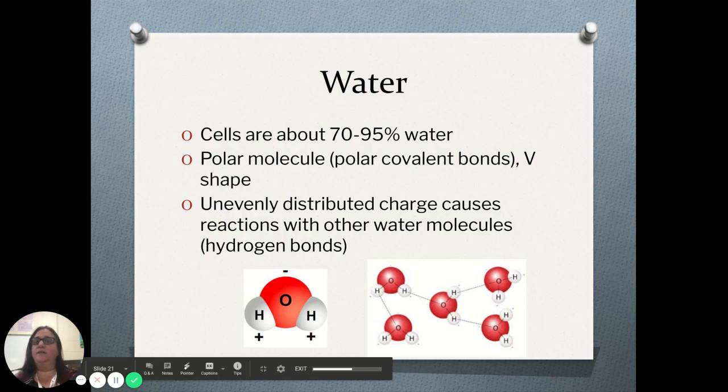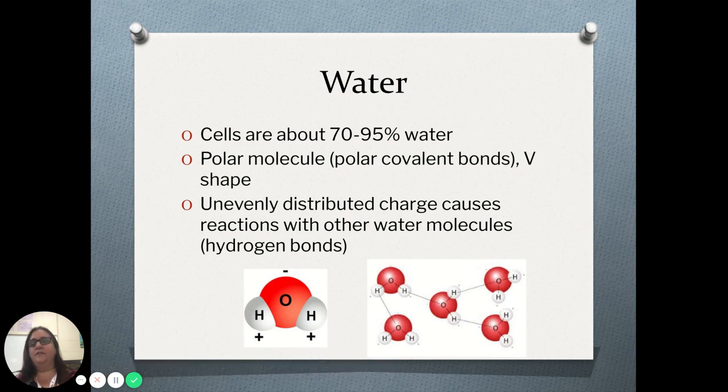Water is a very important topic in AP Bio because we do a lot of cellular stuff. We talk a lot about cells, and cells are somewhere between 70 and 95% water, depending on what type of cell it is. Water is really unique in its properties, and it's a really cool substance when we talk about it.